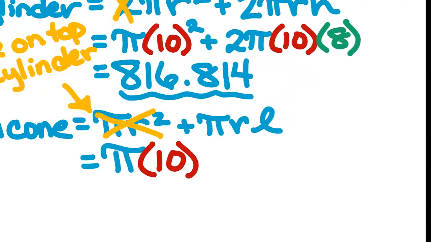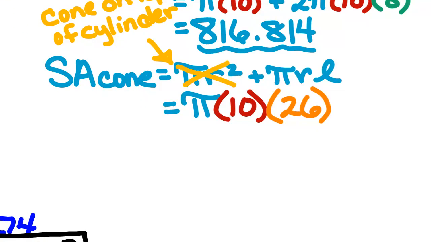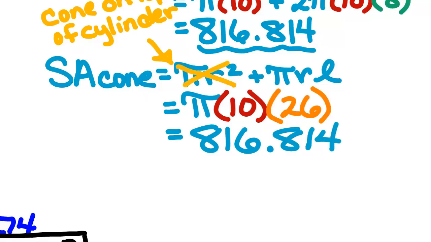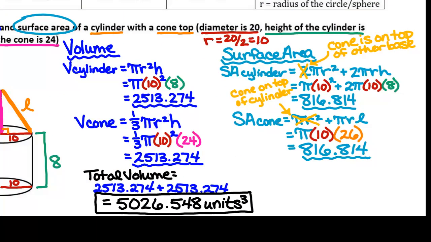So that's what we can substitute in over here in the place of the cursive L. So I have pi times 10 times 26. What do we get for pi times 10 times 26? 816.814 again. So one more time, I want to ask, do you think it's normal that the surface area for these two different objects comes out to be the same? No. That is a coincidence on this particular problem, but that does not typically happen.